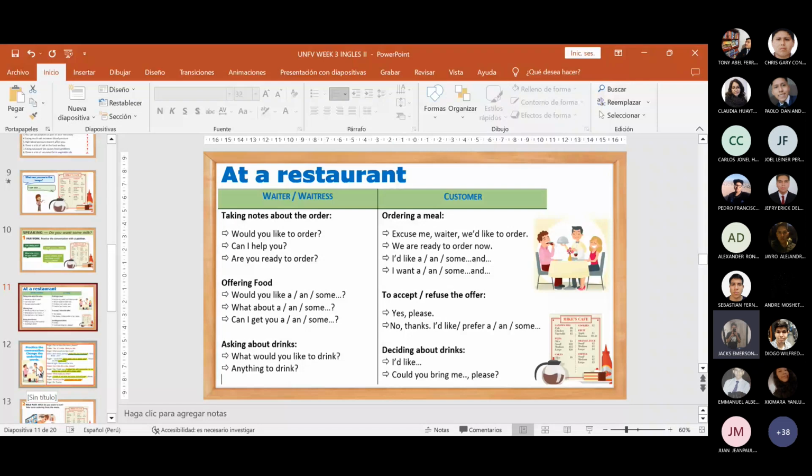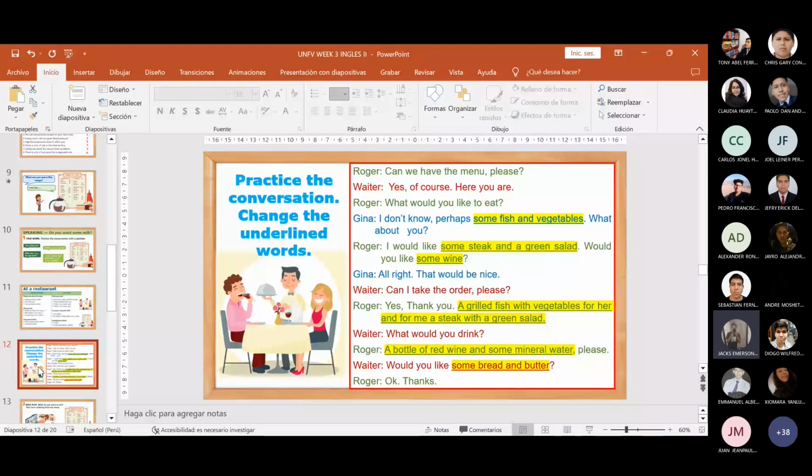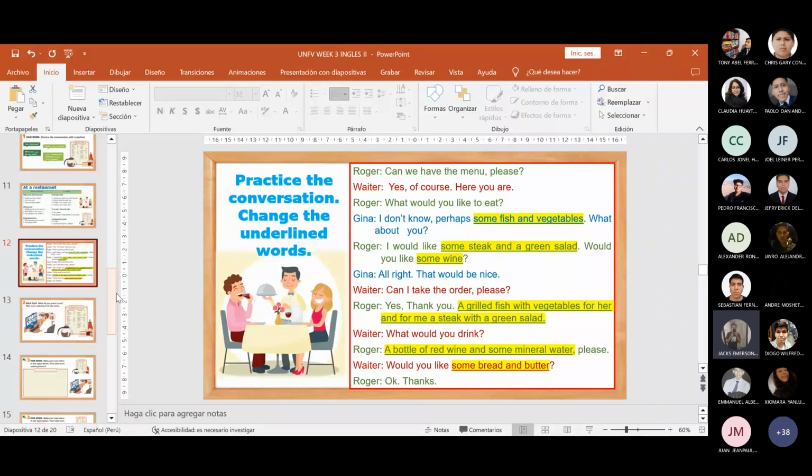Similar to this, we present this conversation. This conversation is between Roger, the waiter, and Gina. The couple wants to order. Ellos desean ordenar, pero se ponen de acuerdo, ¿no? Roger, can we have the menu, please?